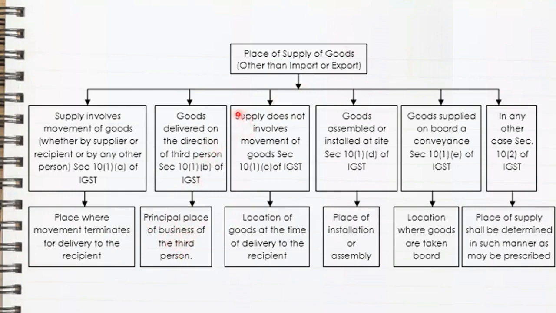The third rule is supply does not involve movement of goods. Here the place of supply will be the location of goods at the time of delivery to the recipient. Fourth, goods assembled or installed at site. Here the place of supply will be the place of installation or assembly. And the last, the most important one, goods supplied on board a conveyance. Here the place of supply will be the location where the goods are taken on board. And if there are any other cases, the place of supply will be determined in such manner as may be prescribed.